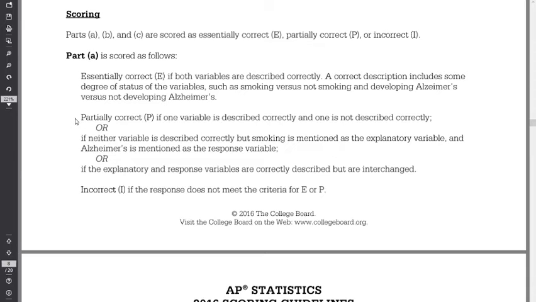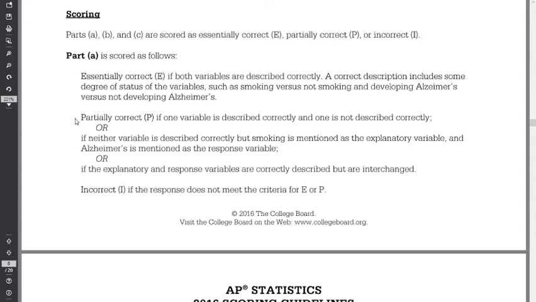For example, a lot of people put that the response variable was the risk of Alzheimer's. And if you're saying the risk of Alzheimer's, then that's not a variable. That's not something that I can describe an effect of or a count of. And so you need to say specifically how you are measuring risk in order to get credit. And the way that you would probably define it is whether you develop Alzheimer's or not. That would be your degree of status.